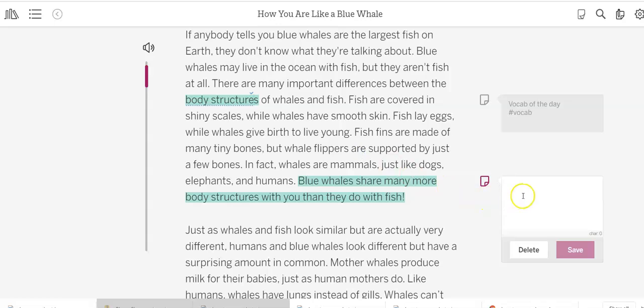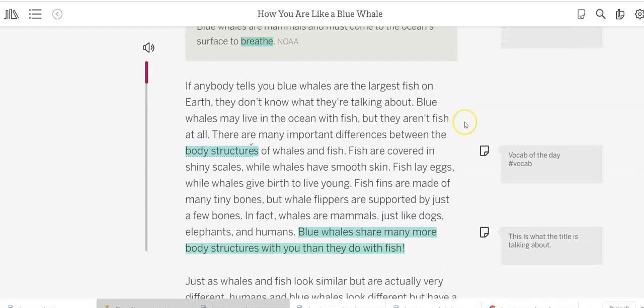Let's go ahead and highlight this. And I'm going to make a note that this is what the title is talking about, right? And then I'm going to go back and look at this paragraph and summarize it. And I expect to see summarizations in your annotations. I don't expect you to annotate every paragraph. There might be some paragraphs that you think go together, but I expect to see at least two summarizations. At least, okay? It's the main word, at least. You can do more.